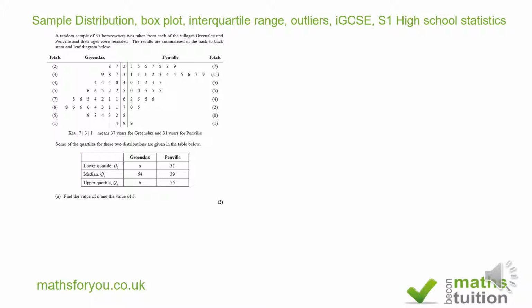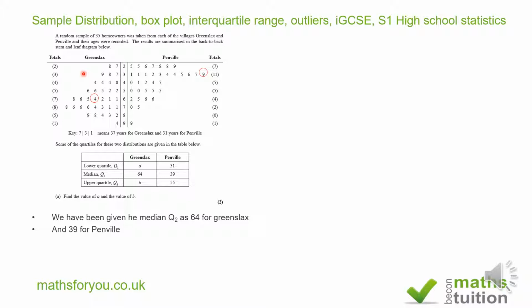We're supposed to find A and B, where A is the lower quartile for green slacks and B is the upper quartile for green slacks. Meanwhile, we've been given the Q2, that's the median value for green slacks, as 64. We've been given the median value for penville as 39.